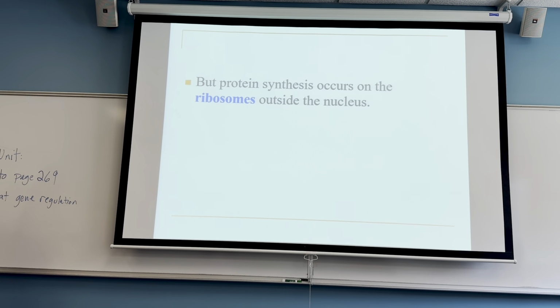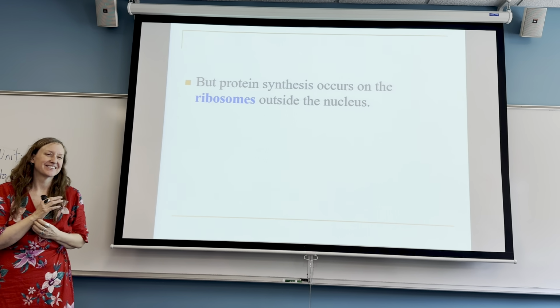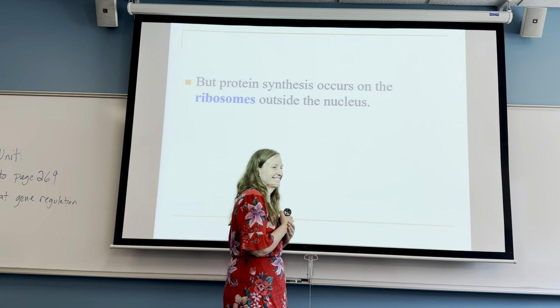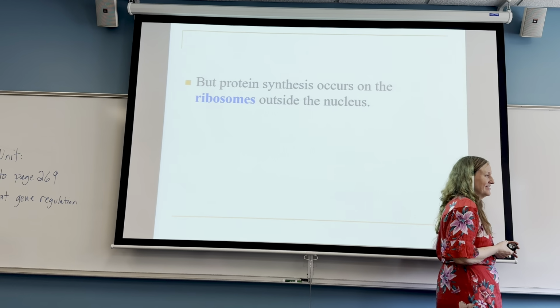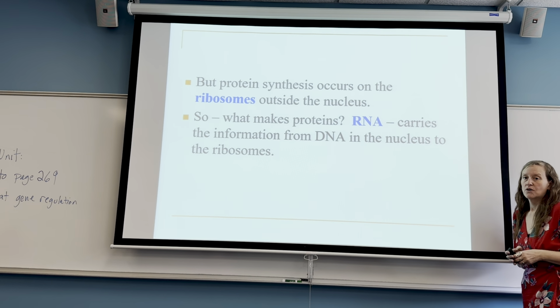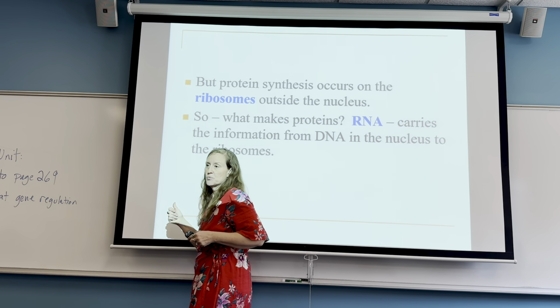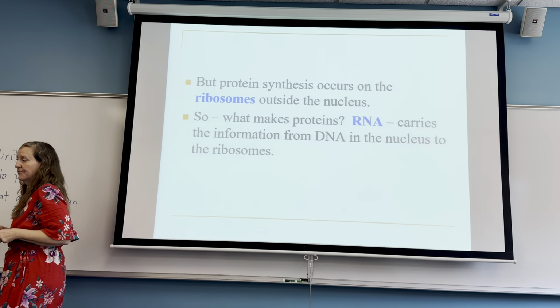Yeah, good. Okay, so the protein synthesis occurs on the ribosomes. This happens outside of the nucleus. Now, the DNA is inside the nucleus, and then protein synthesis happens outside the nucleus. So we're going to have a process of getting our DNA from the nucleus to the ribosomes. What we have to get there is we have RNA.